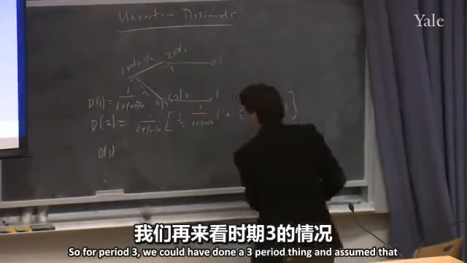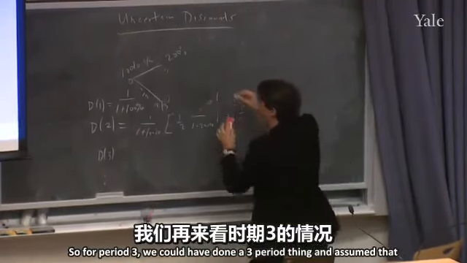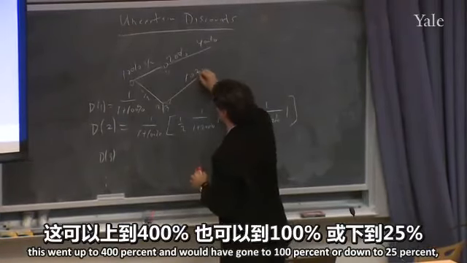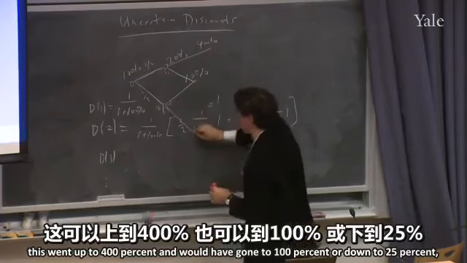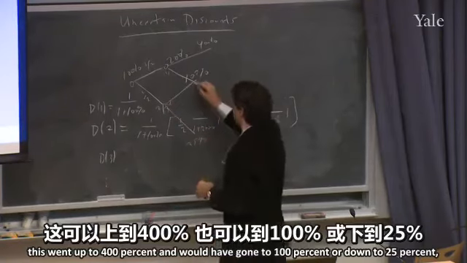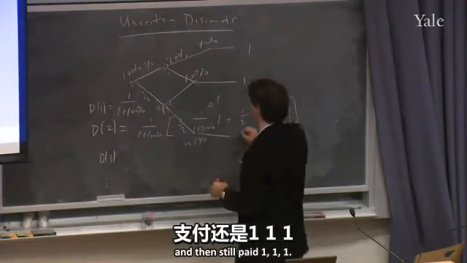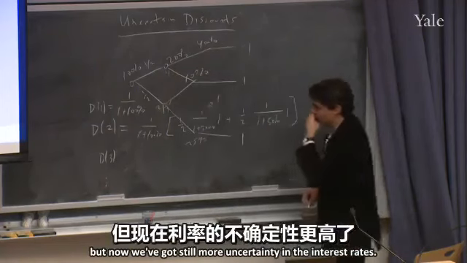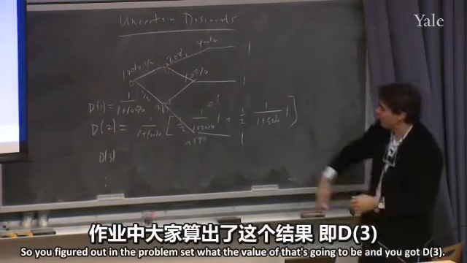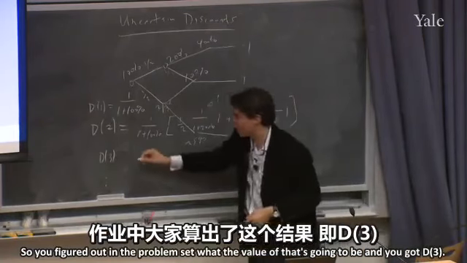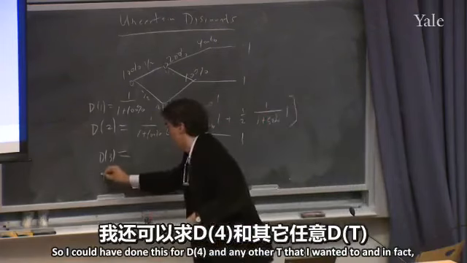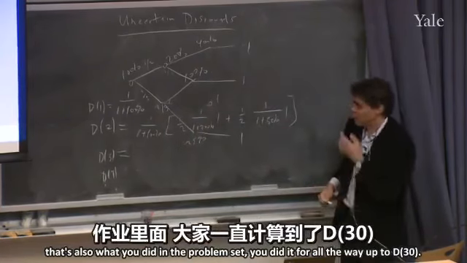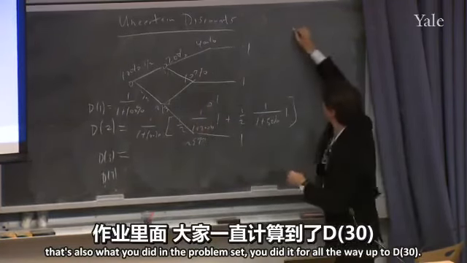So for period 3, if we could have done a 3-period thing and assumed that this went up to 400% and would have gone to 100%, or down to 25%, and then still paid 1, 1, 1. Okay, so that's payoff for $1 for sure, but now we've got still more uncertainty in the interest rates. So you figured out in the problem set what the value of that's going to be, and you got D3. Okay, so I could have done this for D4 and any other t that I wanted to, and in fact, that's also what you did in the problem set. You did it for all the way up to D30.